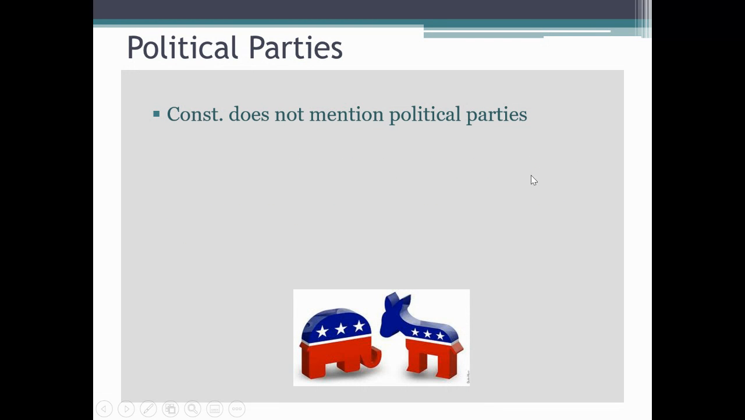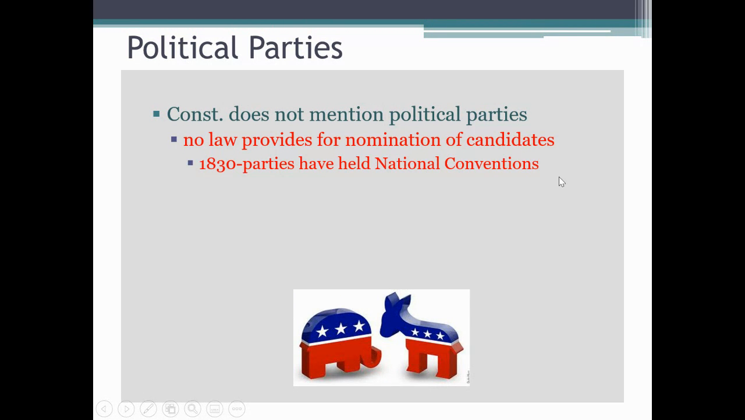All right, moving on. Political parties. Like I said before, the Constitution doesn't mention anything about political parties. But what political parties do is, I know sometimes it doesn't seem like it, especially when you're watching the debate last week, but they really do have a purpose. In our next chapter, we're going to learn a little bit more about the role of political parties, but they do a lot of things for us.